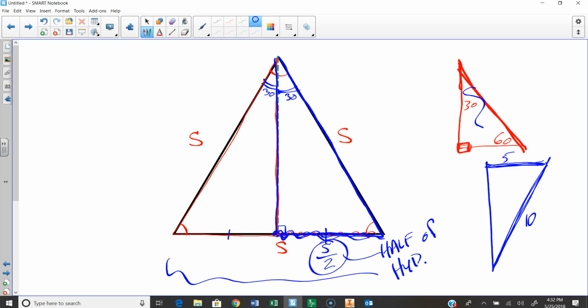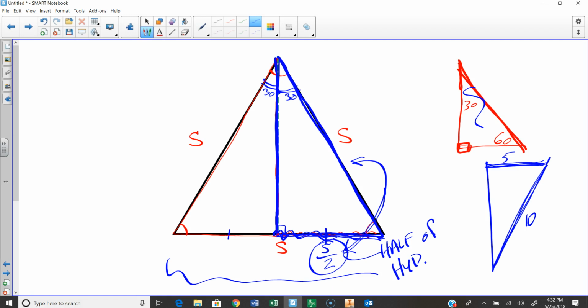So first thing we know is that if I'm going from small to large, I would multiply by 2. If I'm going from the hypotenuse and trying to find the small side, I would divide by 2. Another way of saying the same thing, this side is double this one. Okay, so what about this side?